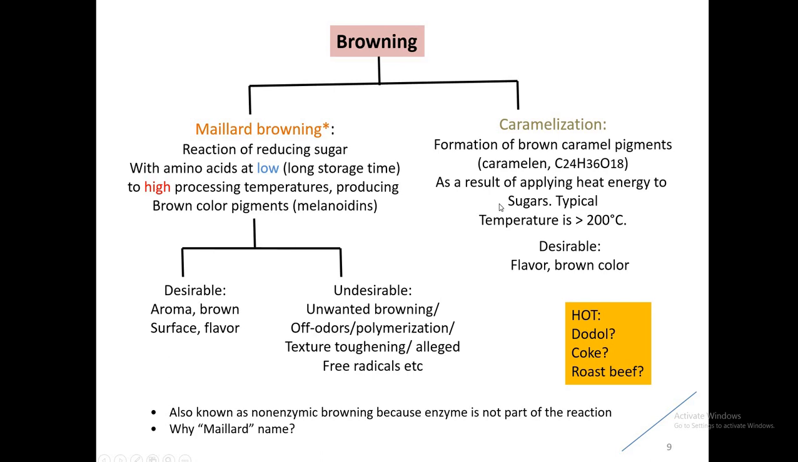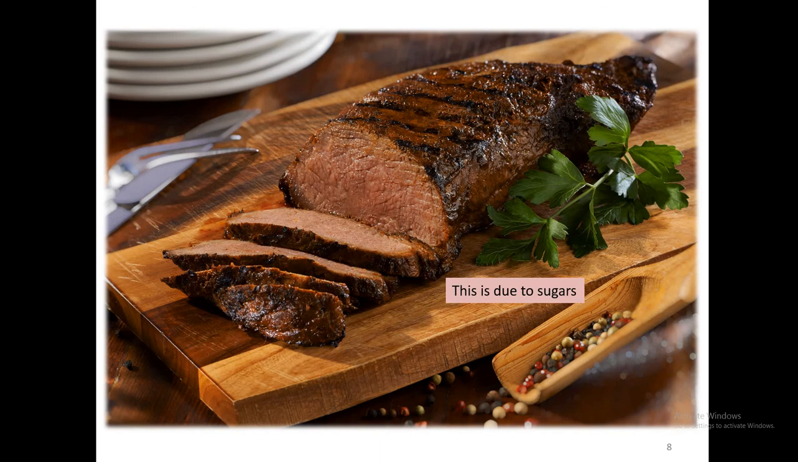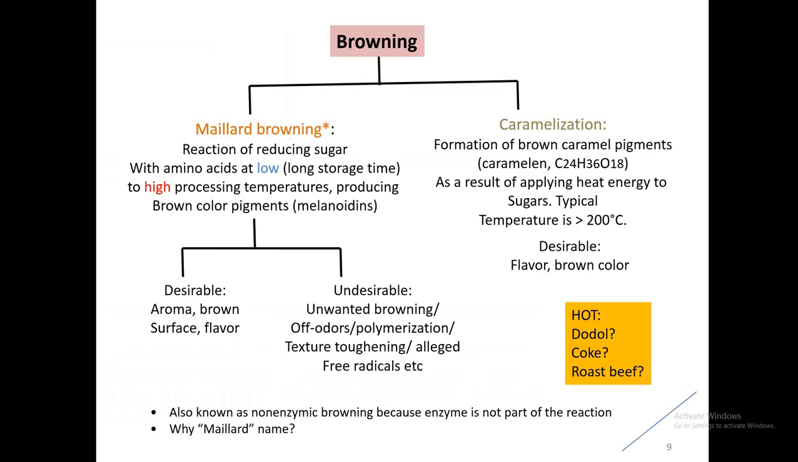But this is due to the application of heat energy to sugars. So for caramelization, you do not need protein or amino acids. But the temperatures is in excess. It can happen at 100 degrees C, but mostly at very high temperatures. So Maillard browning can be desirable. You have aroma, you have flavor, brown color on the surface, etc. Like that. Look very, very delicious.